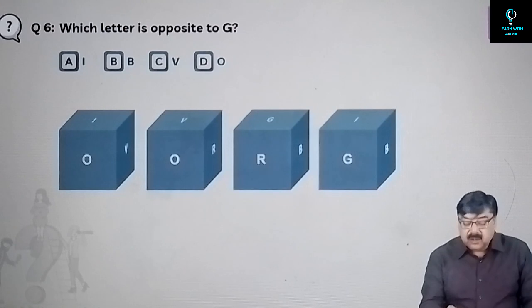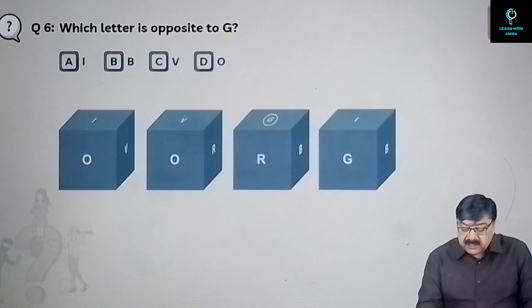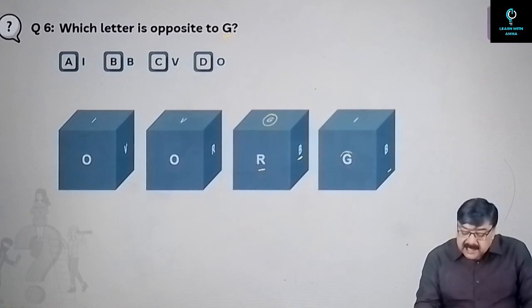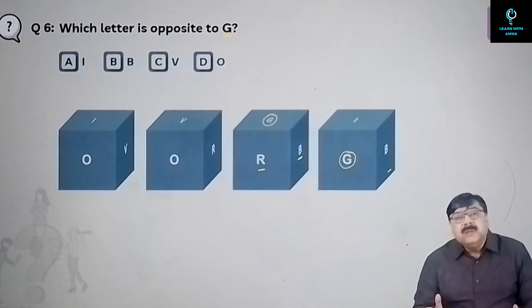Now, which letter is opposite to G? So first of all, choose a diagram which consists of letter G. This third diagram we are taking, which consists of letter G. Now, letter G is given to you along with R and B. Is there any other diagram which has both R and B? No, both R and B are not there in any diagram. Then can I choose this diagram? No, I can't. Why? Because this diagram also consists of G. If both the diagrams consist of letter G, then how will the letter which is opposite to letter G be visible to us? So the character which is mentioned in the question should not be visible in both the faces. It should be visible in only one face.